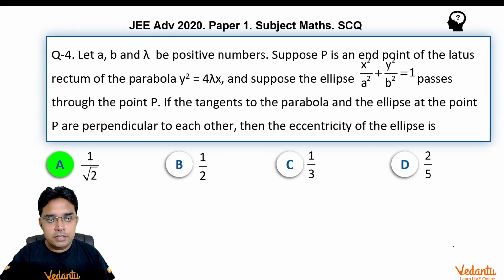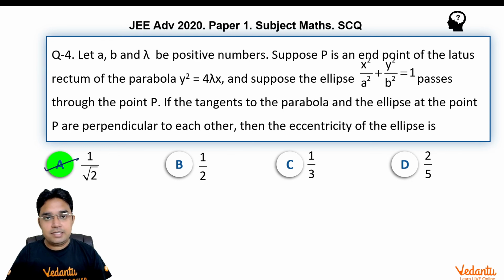So let us see what answer was given in JEE. Yes, it was 1 upon root 2. So A is the answer.